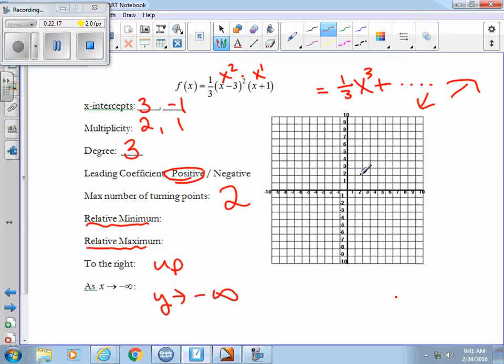So I'm going to draw that point if my computer will catch up. 3, 0. I'm also going to go ahead and put the negative 1 down as an x-intercept. So the relative minimum was the point 3, 0. Okay, now let's go find the relative maximum.